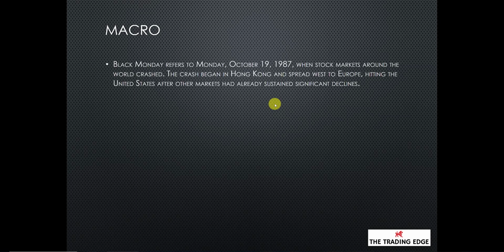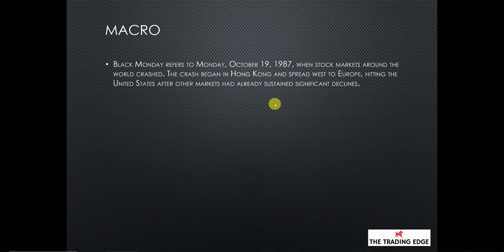So here's the macro picture. Black Monday refers to that particular day, Monday, October 19th, 1987, when markets around the world started crashing. It began in the East, in Hong Kong, and spread to Europe, and then hit the United States after other markets had already sustained significant damage and declines.